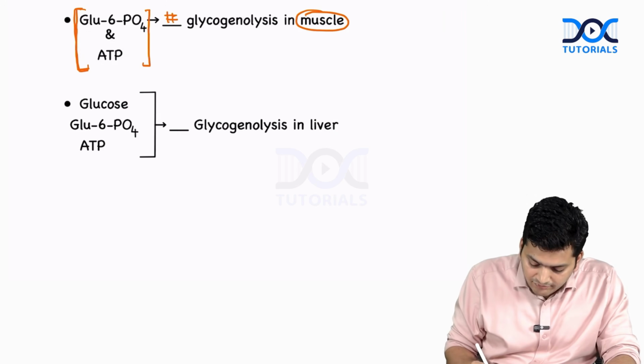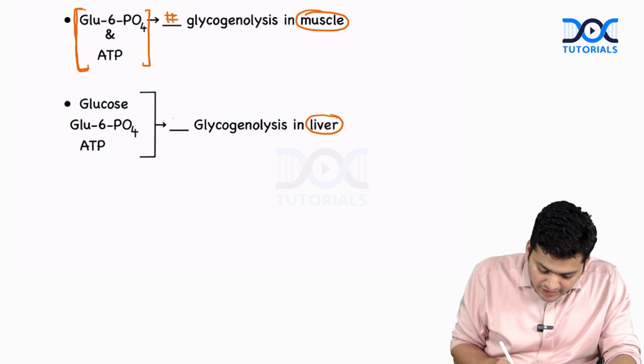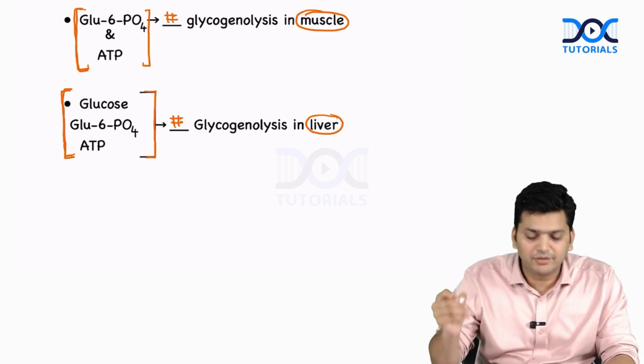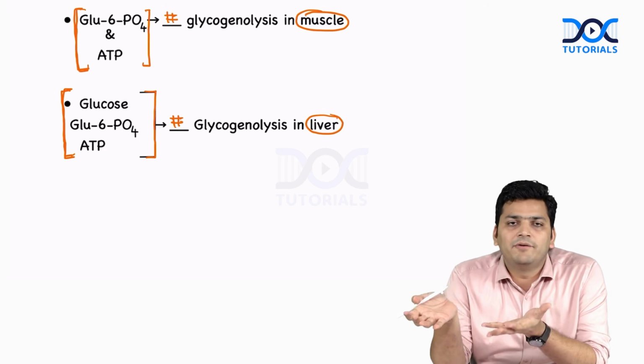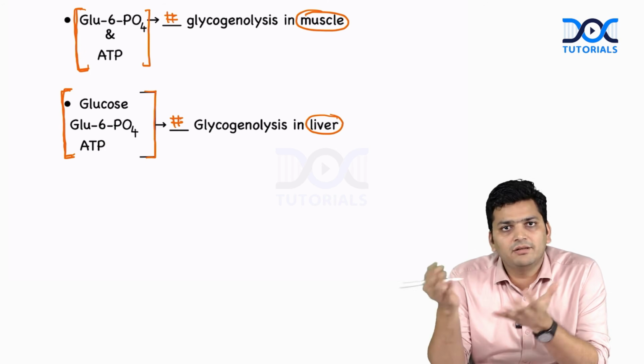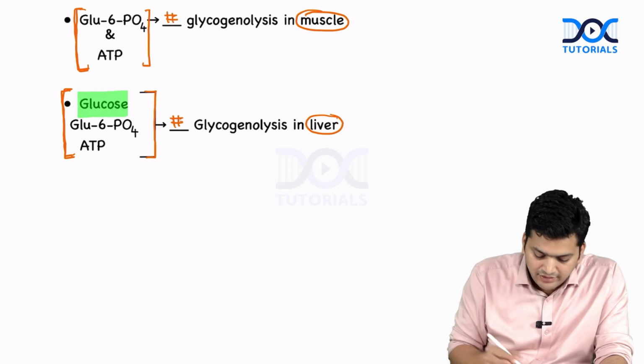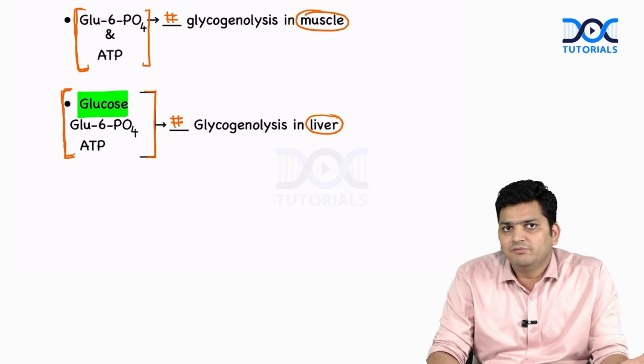Whereas in the liver, who is going to inhibit the glycogenolysis? What are the products? Glucose, glucose 6-phosphate and the ATP. They are going to inhibit, right? The products, basically, whoever is the product, that is going to inhibit the process. The only difference is the glucose. In the liver, we can generate the glucose as a product, but in the muscle, we can't generate that.